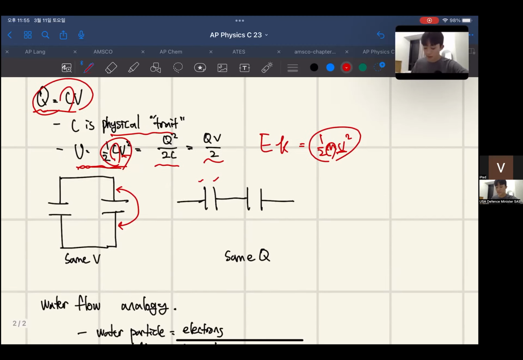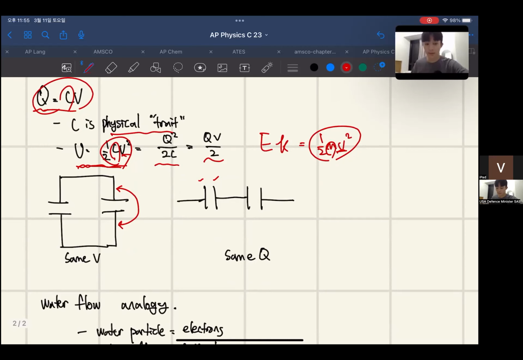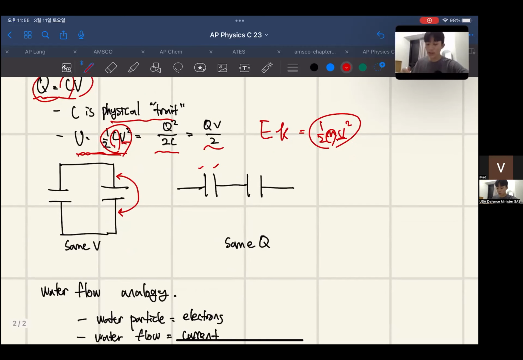Now, another thing that's important to remember in capacitors is that when capacitors are connected in parallel, they have the same V. And when the capacitors are connected in series, they have the same Q. Why? Well, it's very obvious if you think about it.